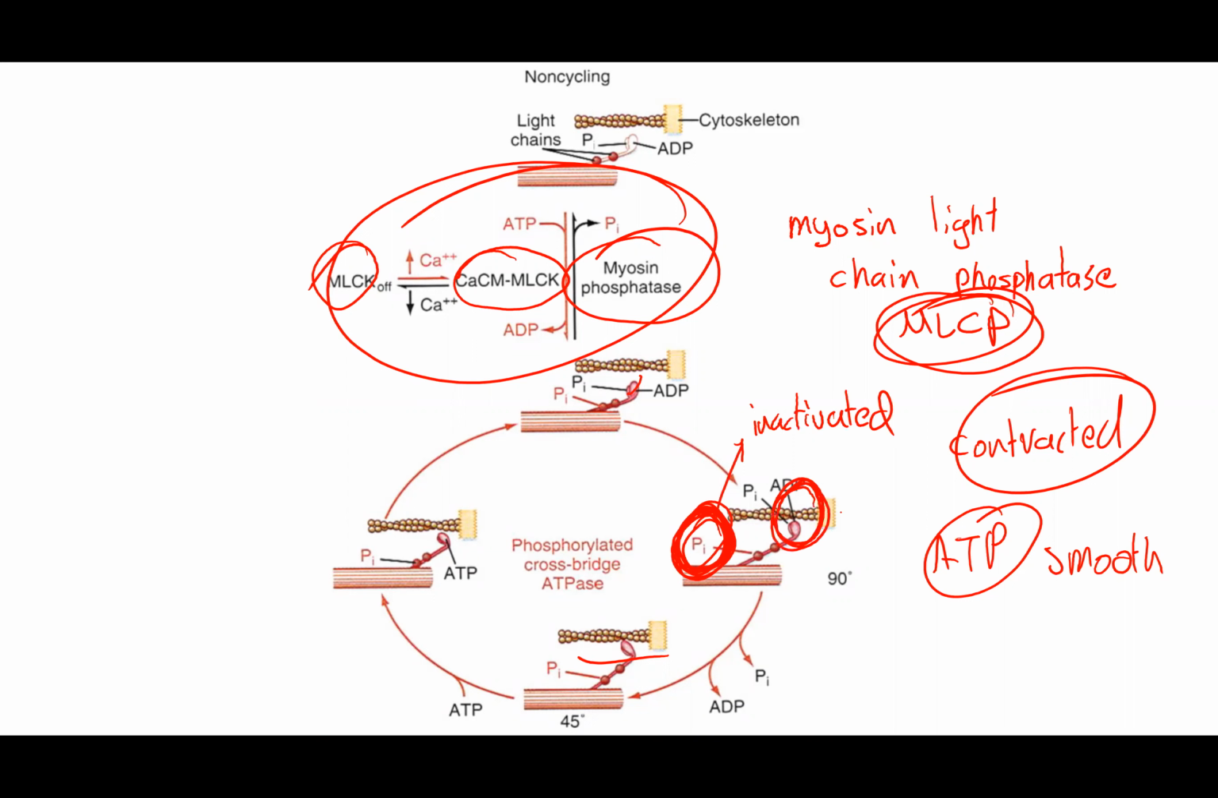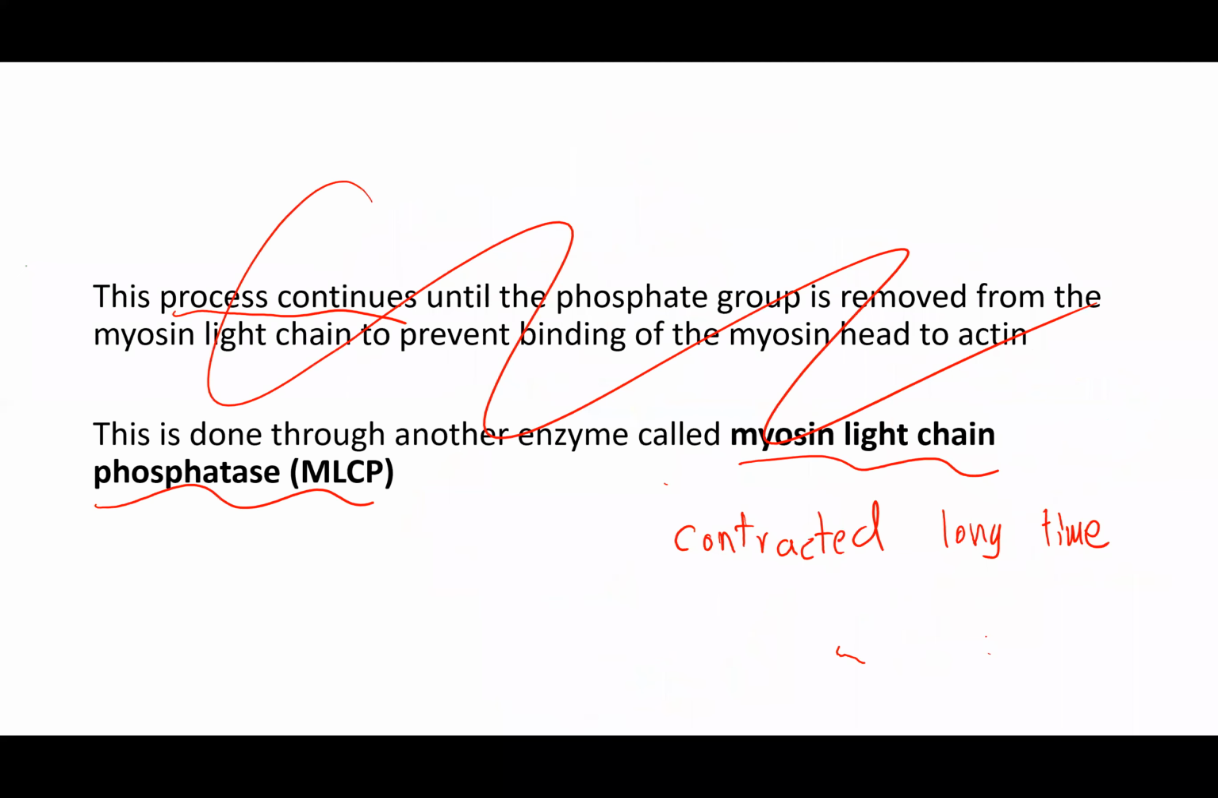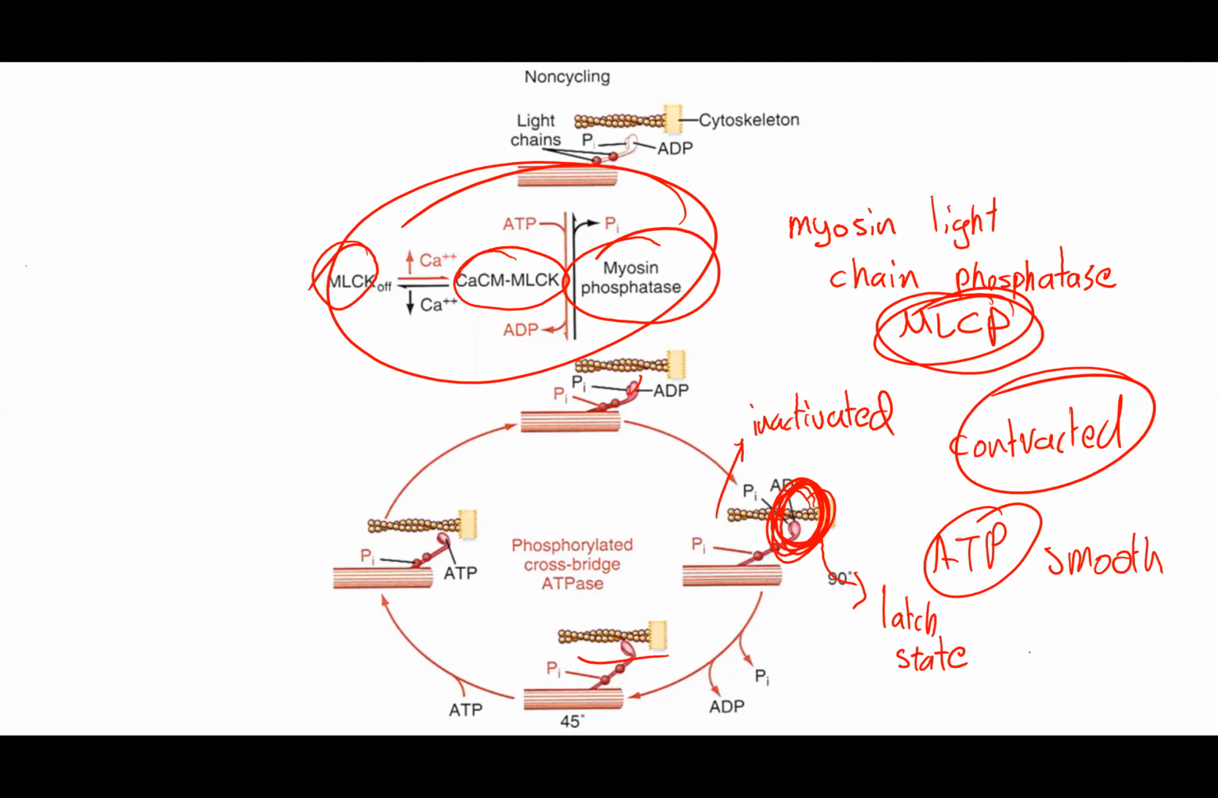And that means that contraction is still happening. It's still getting pulled, but it's just not cycling as much. So basically it is stuck at this stage to maintain the contraction for a long time, and this is known as the latch state. And this is for tonic contraction. I can repeat it again if you want.